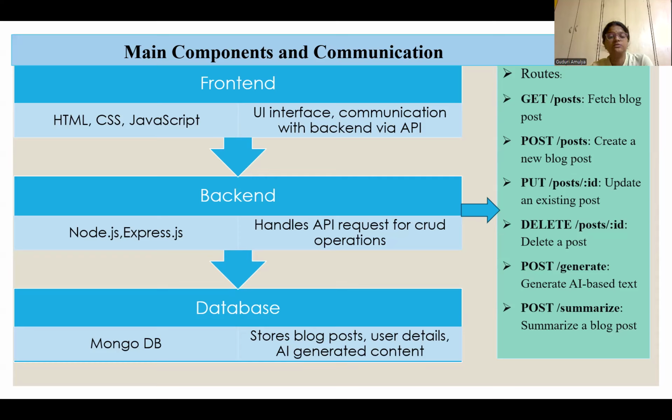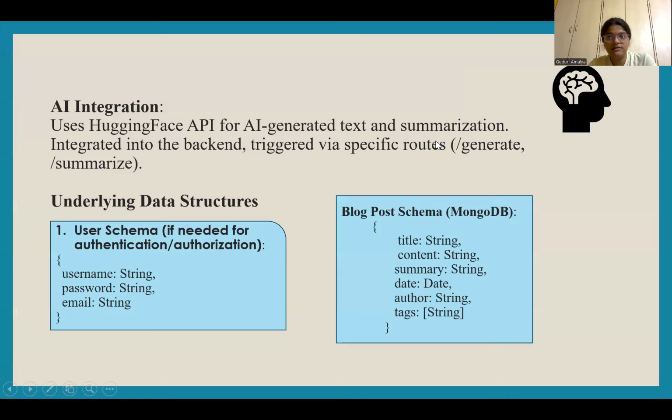And we are using MongoDB database to store our blog posts, the details of the user, and the AI generated content. For AI integration, we are using Hugging Face API, and also for summarization. So we are integrating AI into our backend via specific routes, which I have explained earlier, that is /generate and /summarize.